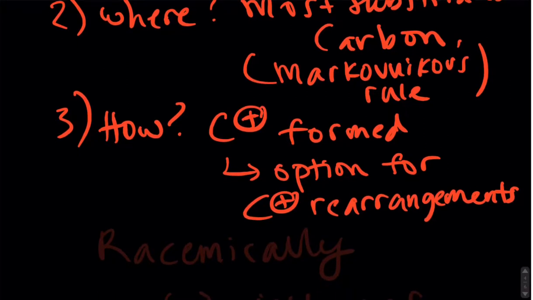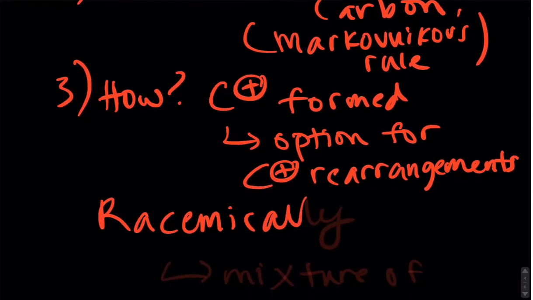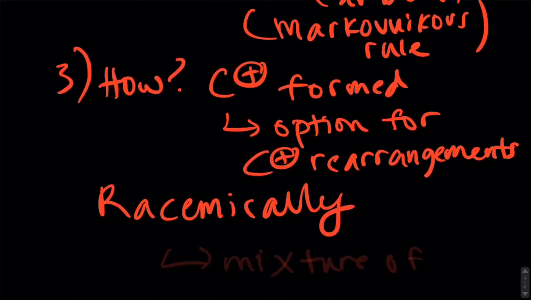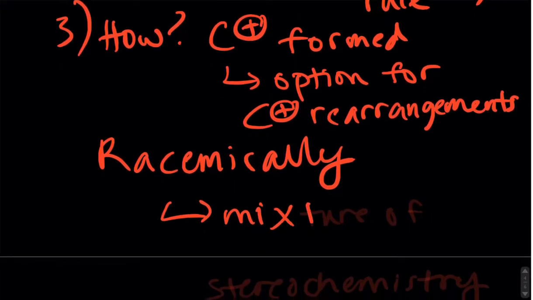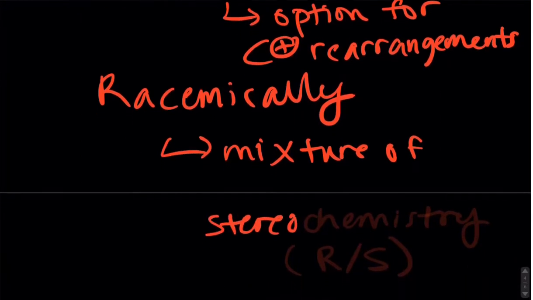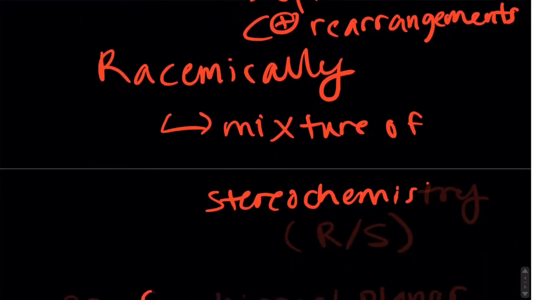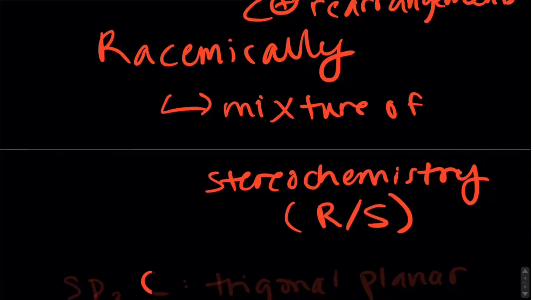And it was also formed racemically, or racemic. So this basically just means it has a mixture of stereochemistry, R/S, or the spin of it.